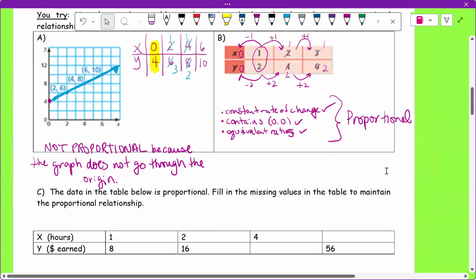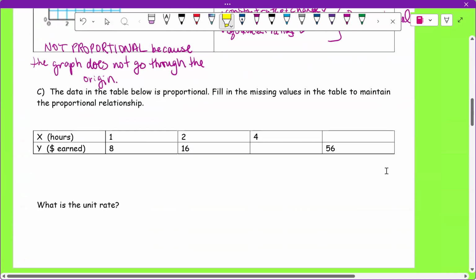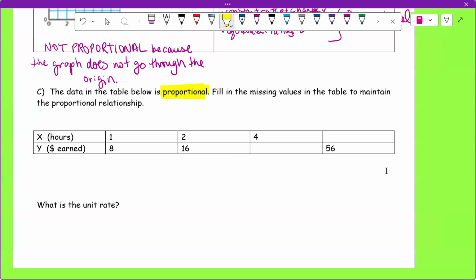Let's look a little bit more. So the data in the table below is proportional. So it's telling us right now it's proportional. And our job this time is to fill in the missing data values in the table to maintain the proportional relationship. So if it tells you that it's proportional, what point must be part of the data set? Did you say 0, 0? You'd be right. Now, I don't see that data point here, but I could put it in.